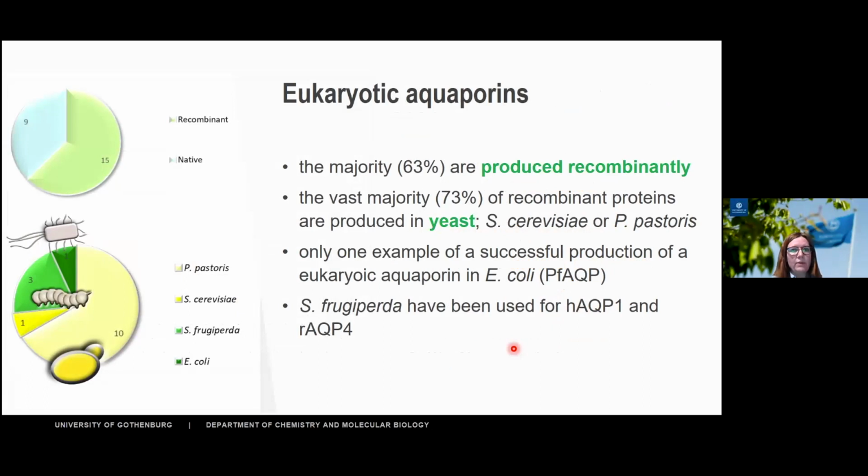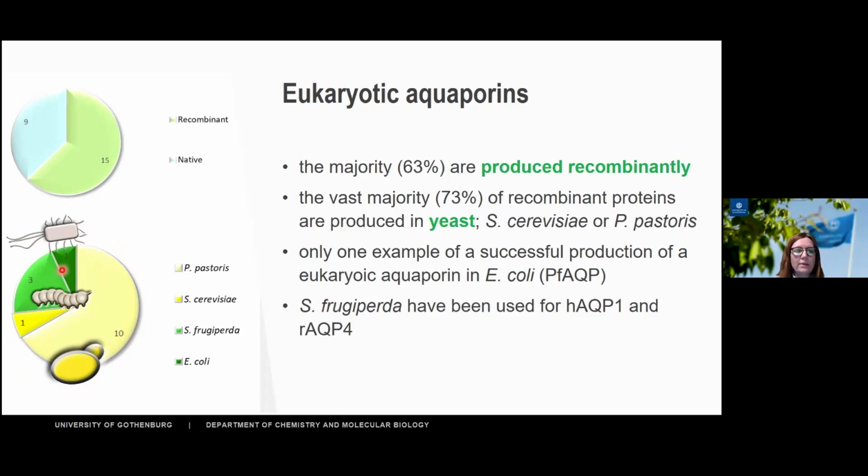Focusing a bit on the eukaryotic aquaporins, we see that the majority of those are recombinantly produced. If we then look at the host used, we see that yeast, that is the yellow part here, is a dominating host system. And in fact, Pichia pastoris is absolutely the most common system. There is one structure coming from production in Saccharomyces, that is human aquaporin 10.